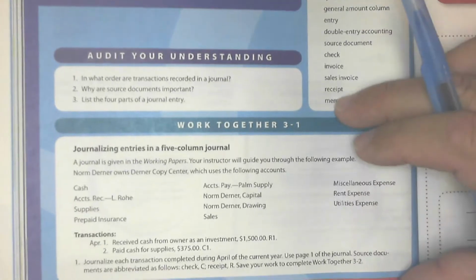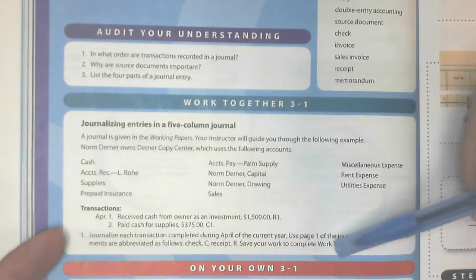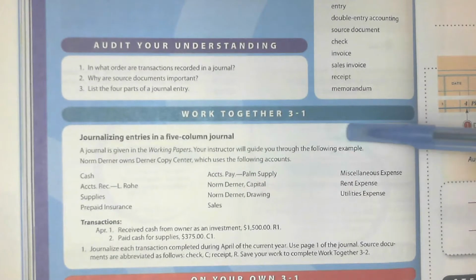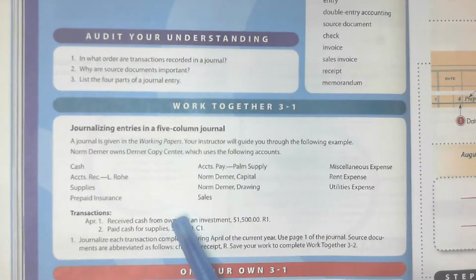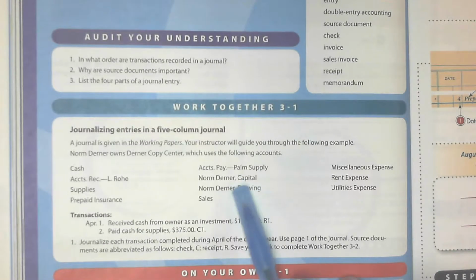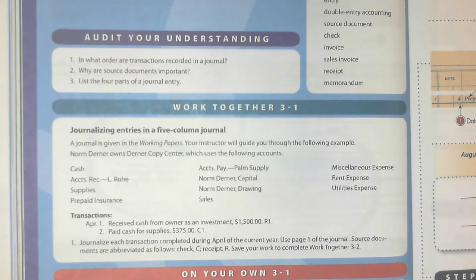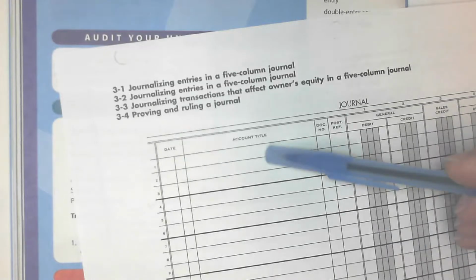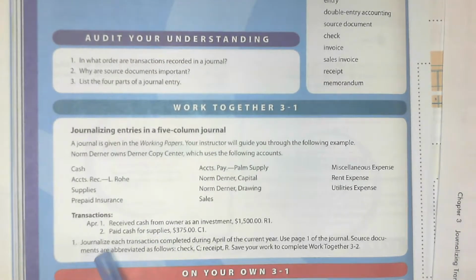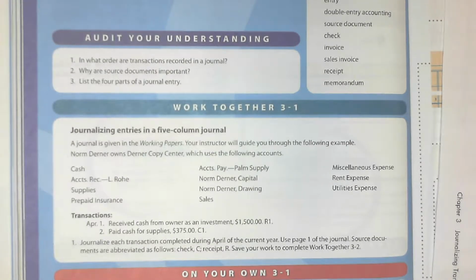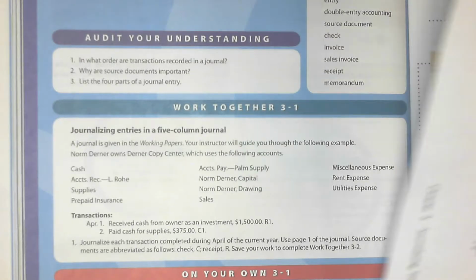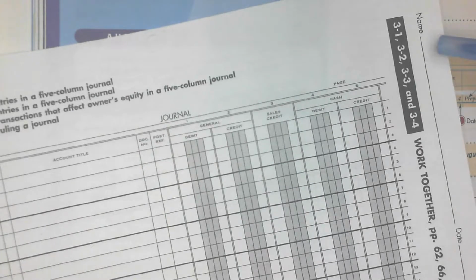Okay, so now starting on the work together, we're not doing anything with the on your own yet. We're only going to be on the work togethers. So we've got the name of our accounts. These are the account titles that we're going to use on our journal. And we have our transaction. So journalize each transaction. Save your work to complete work together 3.2. See on the worksheet, it's for everything in the chapter.